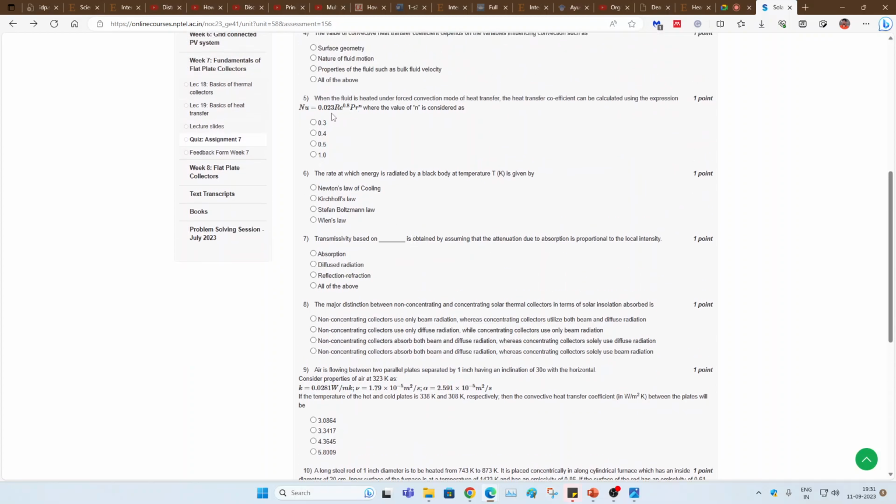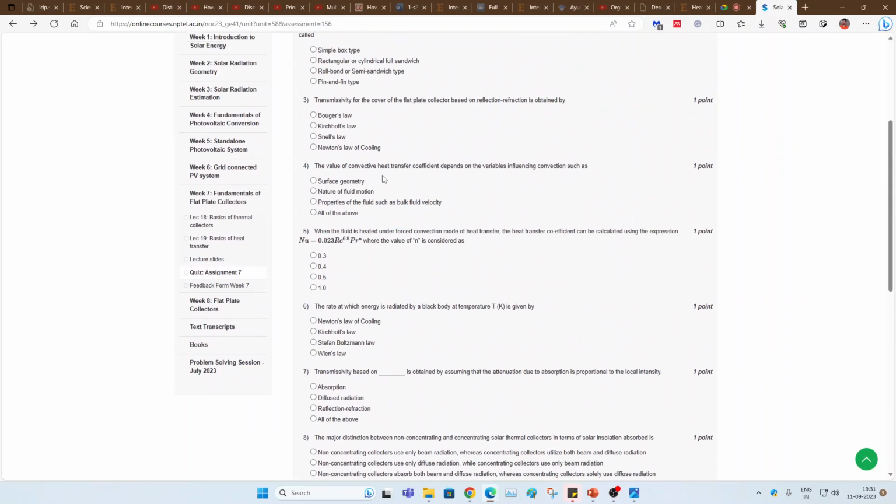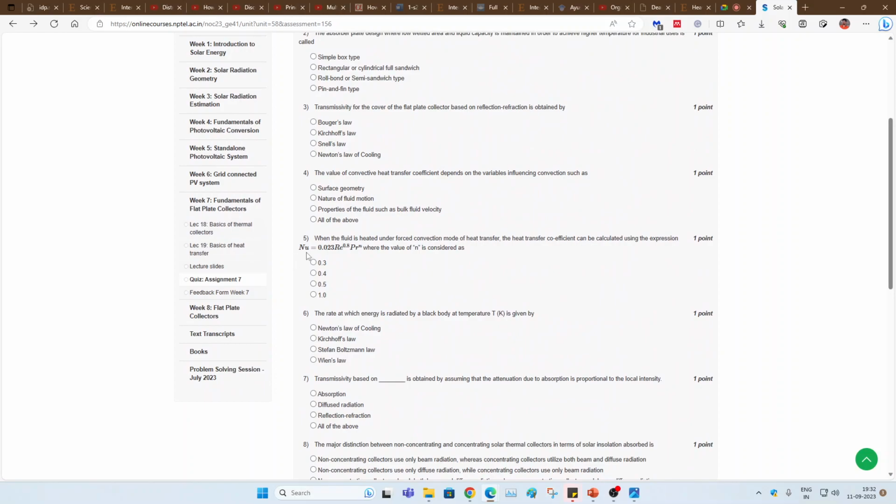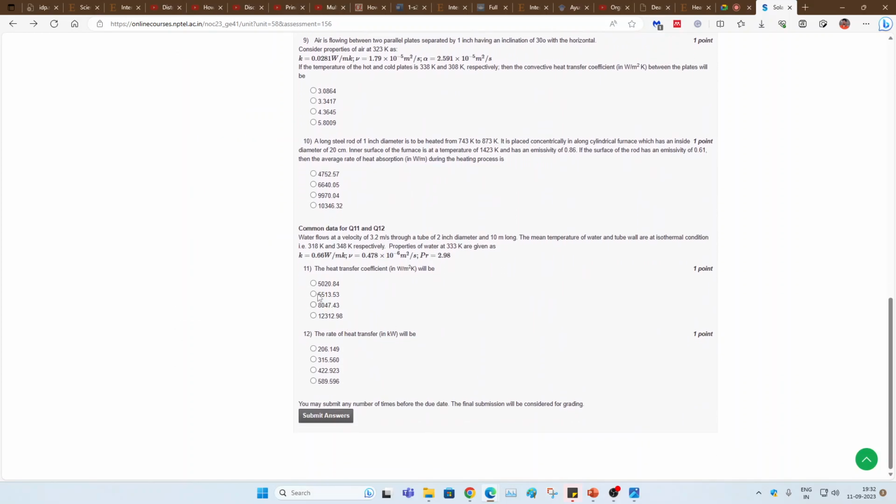See, this relation is also given here. You don't have to go to the slides. What I was saying, the Nusselt number is related to the Reynolds number and Prandtl number. See here, you have got the Reynolds number, put it here. You have got the Prandtl number. How much is the Prandtl number? 2.98. Put it here. So you will get the Nusselt number, and Nusselt number equals hD upon k. So put the value of diameter, put the value of thermal conductivity. You will get the value of h, which is the heat transfer coefficient. So is that okay?